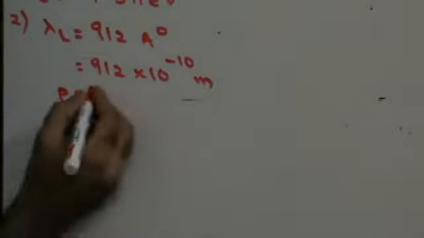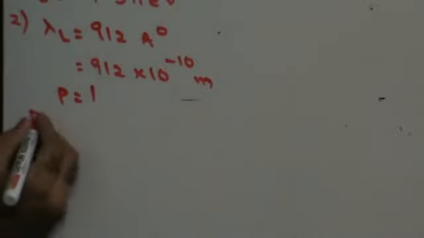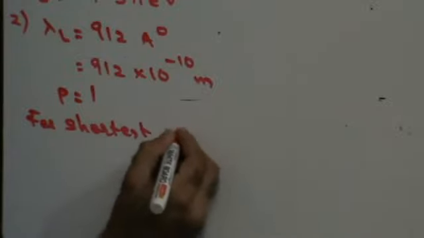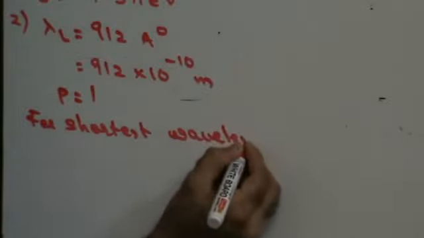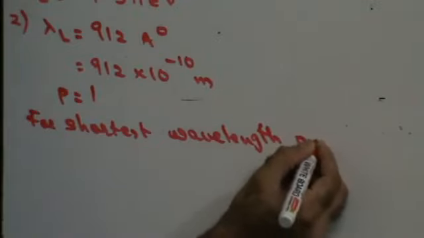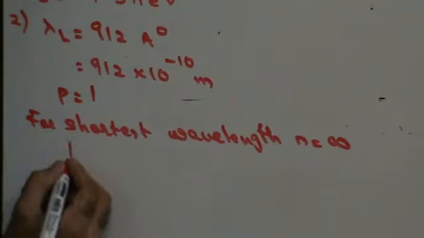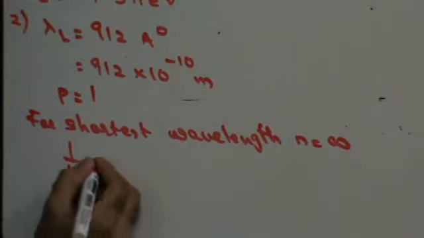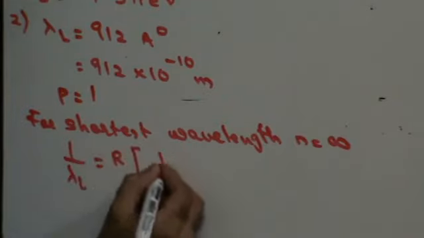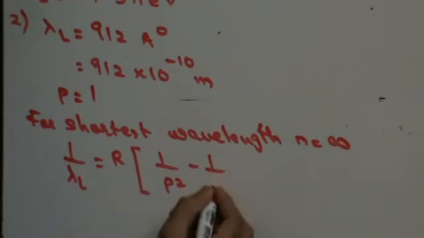Now, Lyman series is going to be 1. Now they are saying the shortest wavelength line in Lyman series. For the shortest wavelength, n should be equal to infinity. Once I know n is infinity, then I can say that 1 upon lambda is equal to R times 1 upon p square minus 1 upon n square.